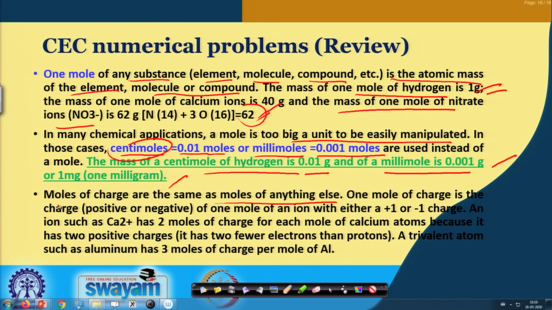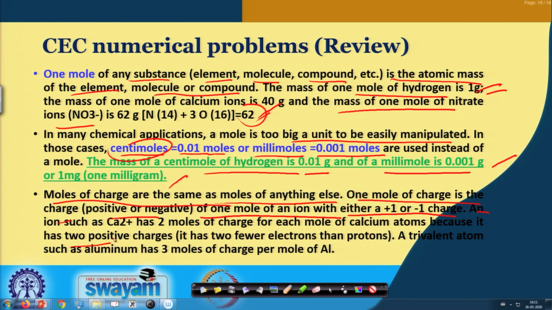So, the moles of charge are the same as moles of anything else. Remember, this is a very important point. Moles of charge are the same as moles of anything else. So, 1 mole of charge is the charge, either positive or negative, of 1 mole of ion with either positive or negative charge. For example, an ion such as calcium has 2 moles of charge for each mole of calcium atoms. So, it is basically the valency. So, for each mole of calcium atoms, it has 2 moles of charge, because it has a valency of +2.